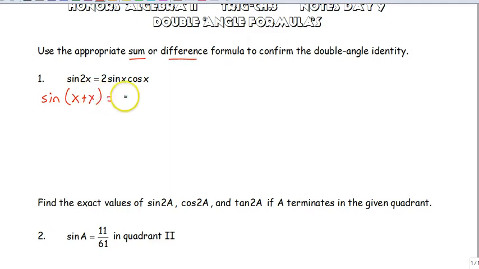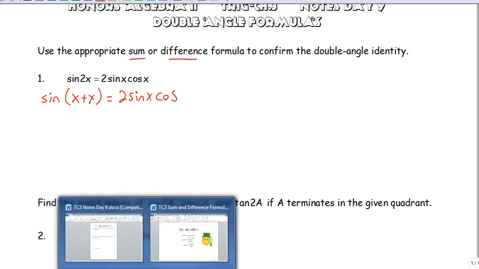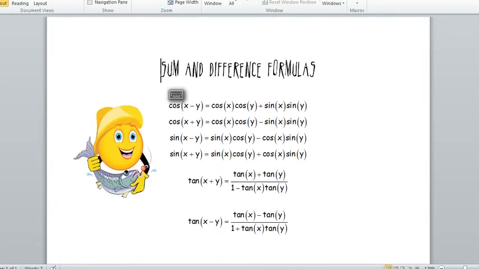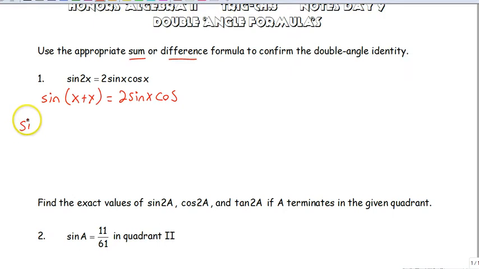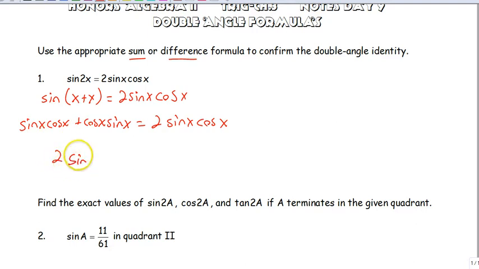because x plus x is 2x. So there we go. Now I can go to my identity over here and ask, what is sine of x plus x? It's sine, cosine, and cosine and sine with a plus between them. So this turns into sine x cosine x plus cosine x sine x, equals 2 sine x cosine x. And sure enough, they're the same thing.